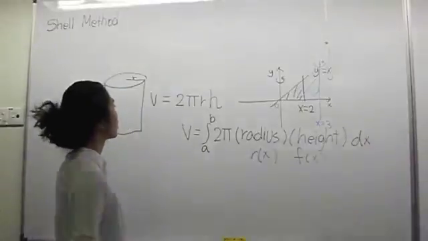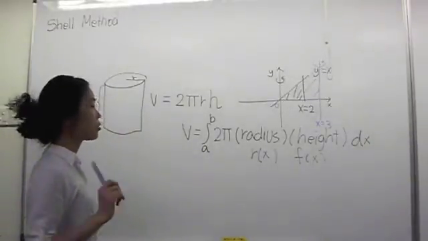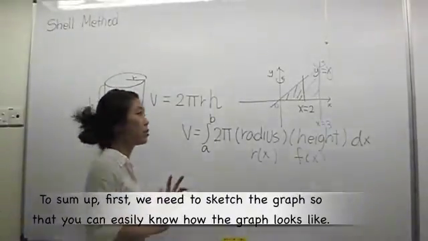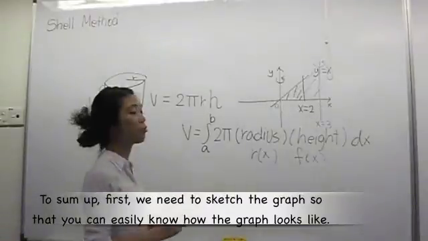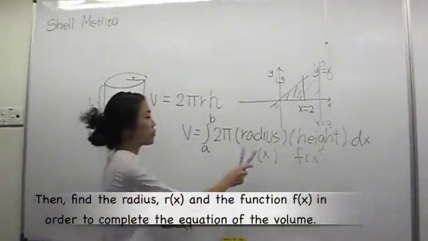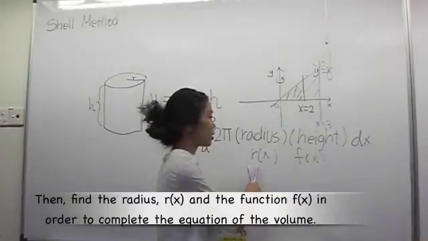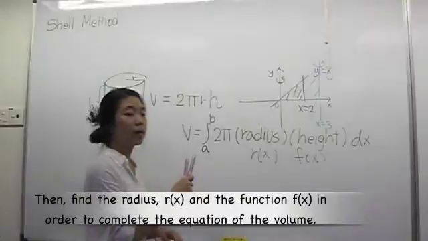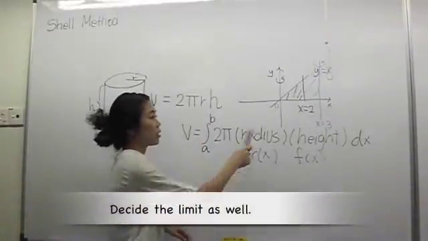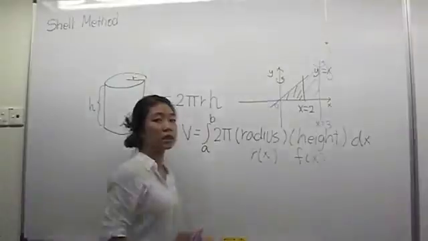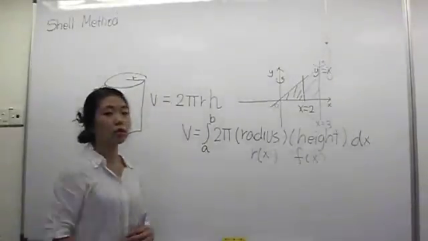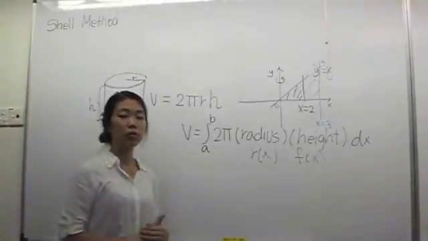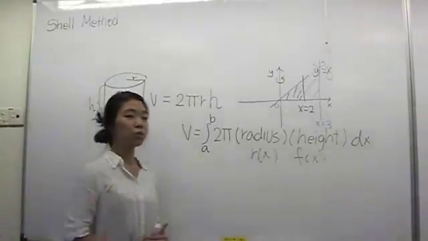To sum up, you have to sketch the graph to better understand the equation and how it looks. And then find the radius R(x) and the function f(x) to make an equation of volume. And then find the limit, where it is on the x-axis or y-axis. Now we have one simple but a bit complicated question which my friend Ishi will be doing, and she'll explain about it.